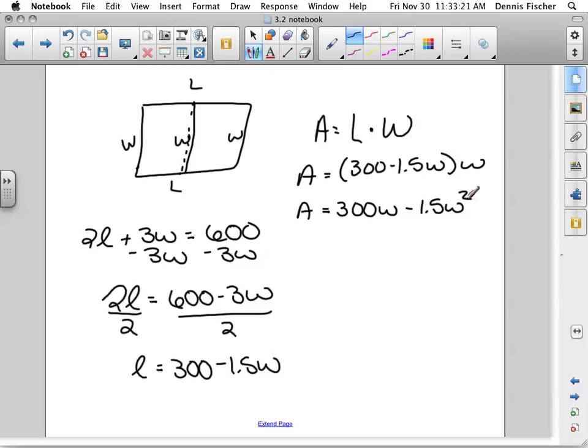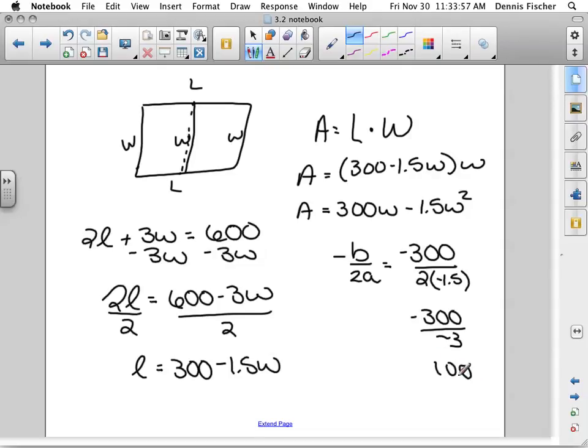I have area in terms of a quadratic. So now I want to maximize it. Where does the maximum occur on a quadratic? At the vertex. So let's find the vertex. Negative B over 2A. My B is 300, over 2 times A, so negative 300 over negative 3, which is 100. So that tells me what variable?